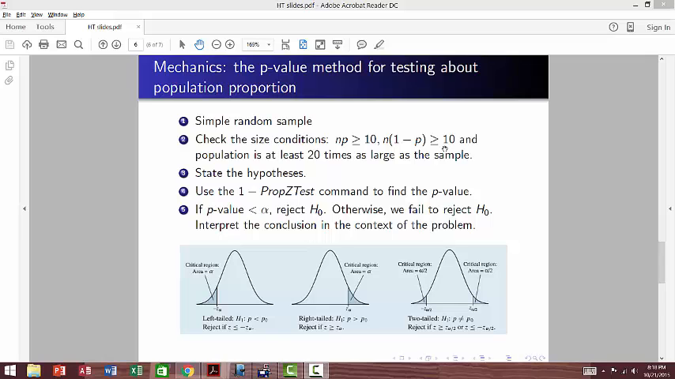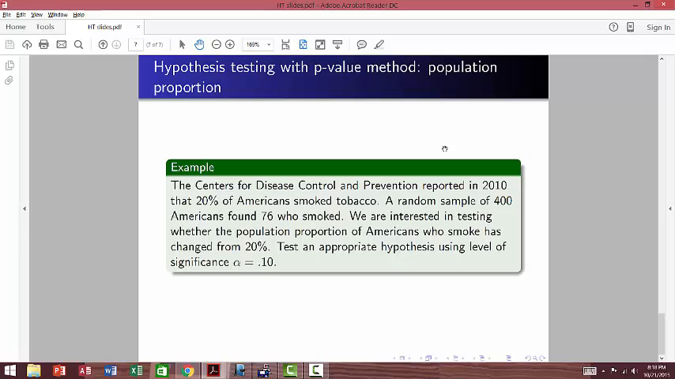Okay? So let's go ahead and solve the following problem. What is this problem about? We have a report from 2010 that says 20% of all Americans smoke tobacco. And then a random sample of 400 Americans found that 76 of those smoked. We're interested in testing whether the population proportion of Americans who smoke has changed from 20%.